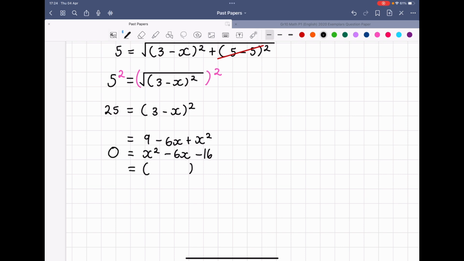And then I factorize, and I'm going to have two brackets like this, and my values are going to be x minus 8 and x plus 2. So that means that x is either equal to positive 8 or x is equal to negative 2.